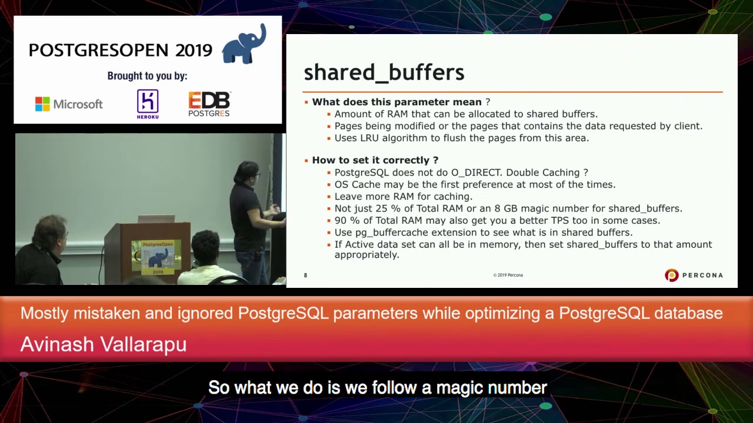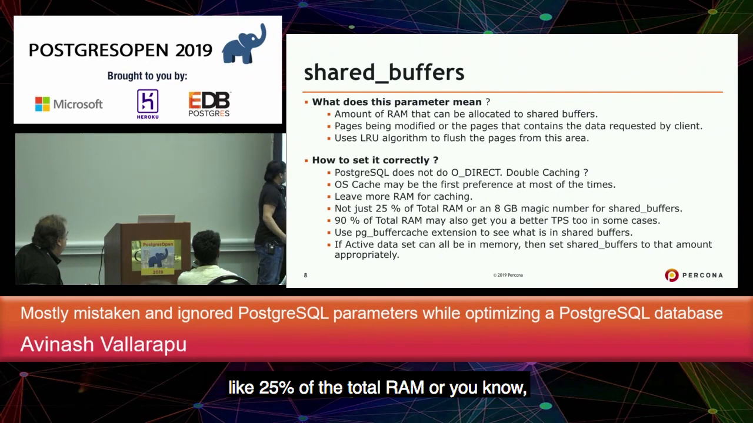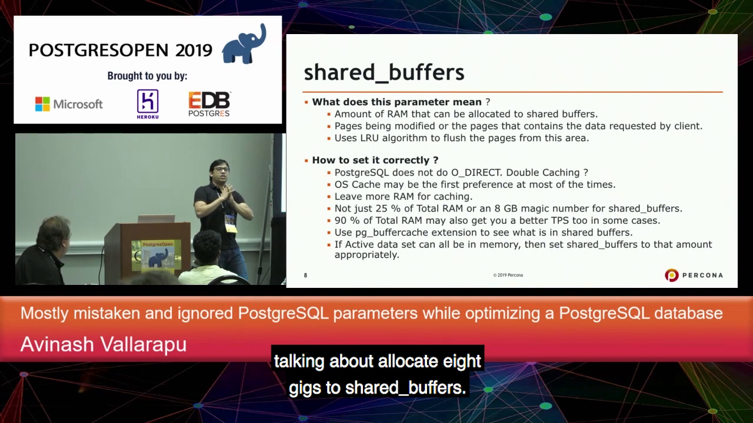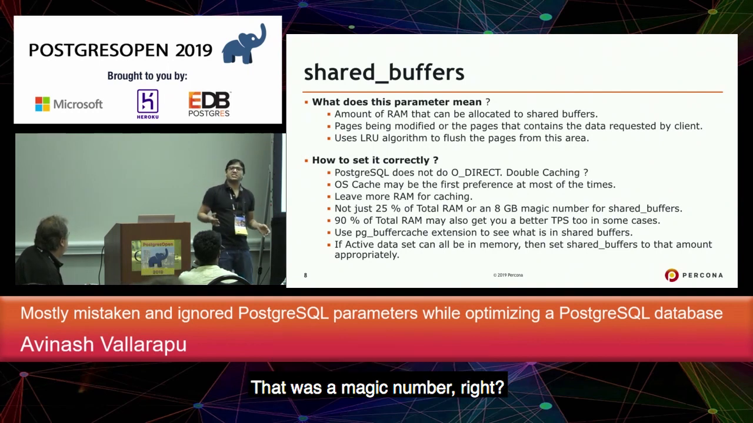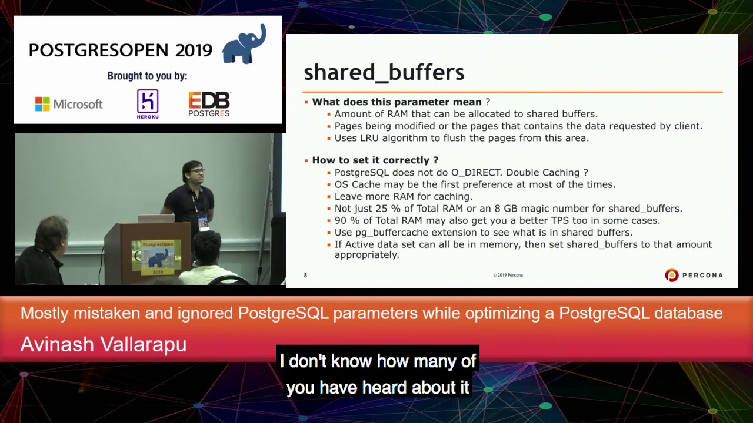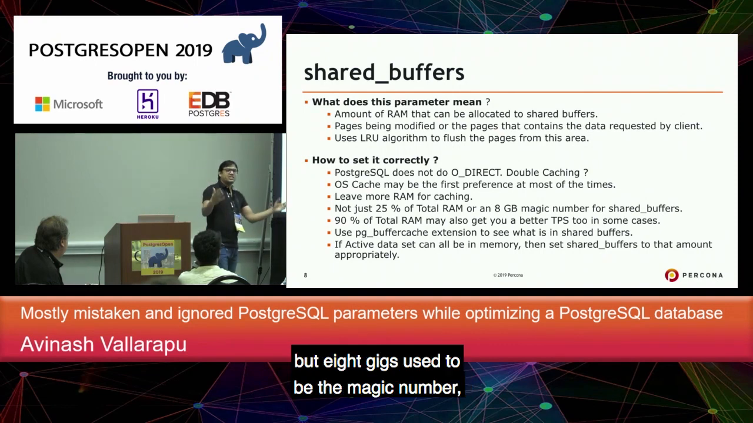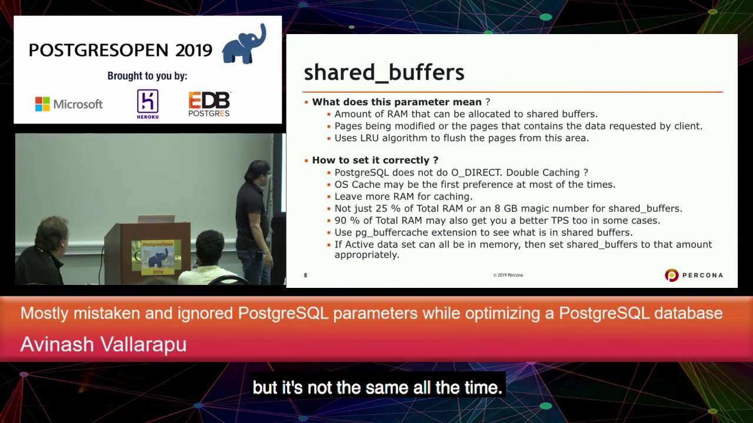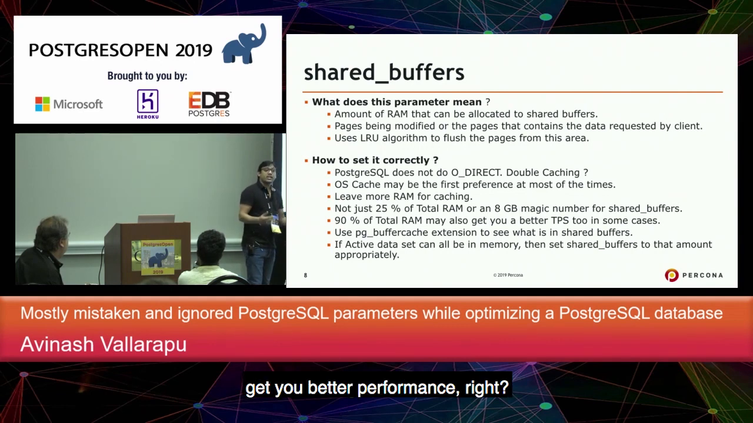So what we do is we follow a magic number, like 25% of the total RAM. Or some time back, a few years ago at conferences, I used to see people talking about allocating 8 gigs to shared buffers. That was a magic number, right? I don't know how many of you have heard about it, but 8 gigs used to be the magic number. 25% of total RAM used to be a magic number too. But it's not the same all the time. 90% of the total RAM could also get you better performance, right?